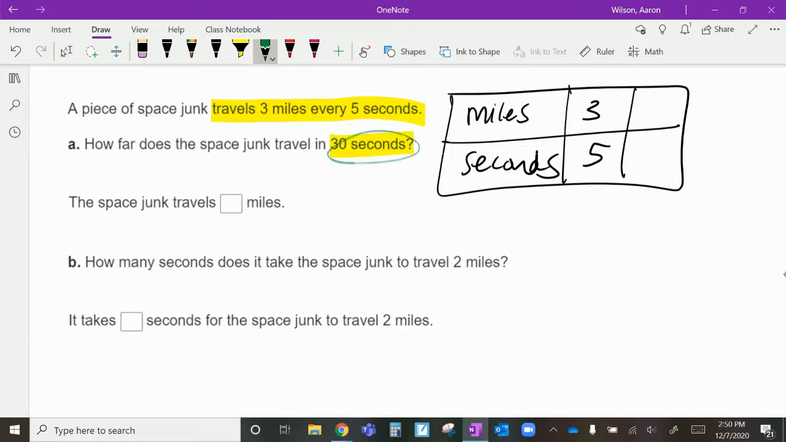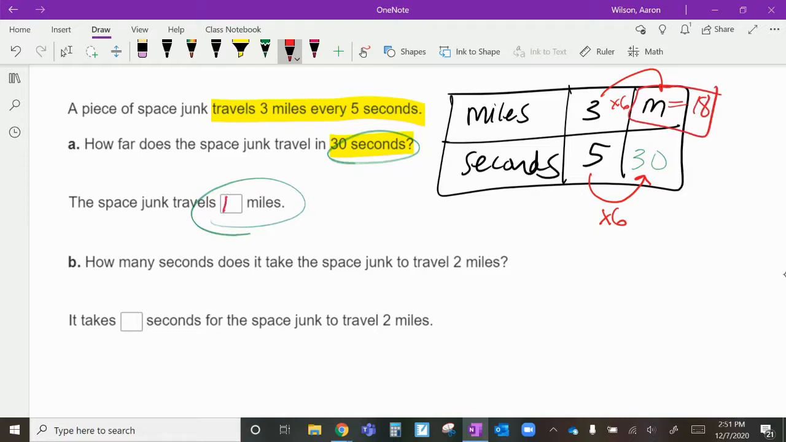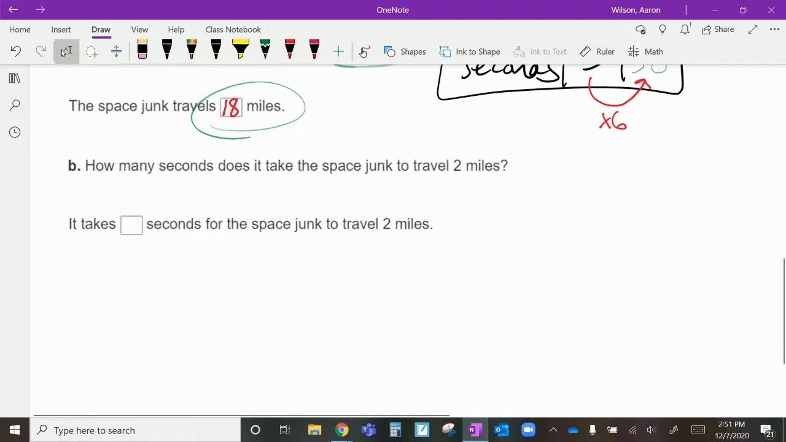Well, since 30 seconds is about seconds, we have to write the number 30 in the seconds part of our table. And then up above the seconds is how many miles. It's unknown miles. And I'm actually going to use the letter M for unknown miles. And then the shortcut that I spotted is we multiply the number of seconds by 6. So since we're doing 5 times 6 to get 30, we have to do 3 times 6, which gives us 18 miles.